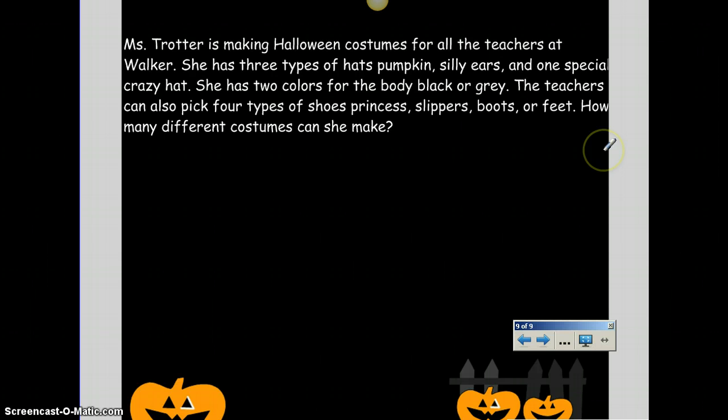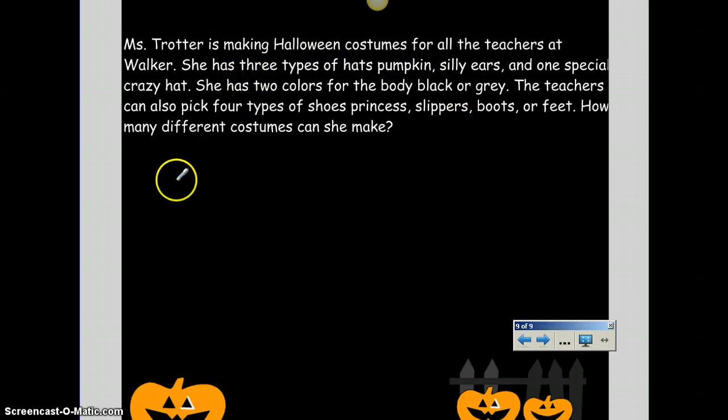Now, let's go over here to the last combination problem. Miss Trotter is making Halloween costumes for all the teachers at Walker. She has 3 types of hat: a pumpkin hat, silly ears, and 1 special crazy hat. She has 2 colors for the body, black or gray. And the teachers can also pick 4 types of shoes: princess, slippers, boots, or feet. How many different combinations, or costumes, can she make?